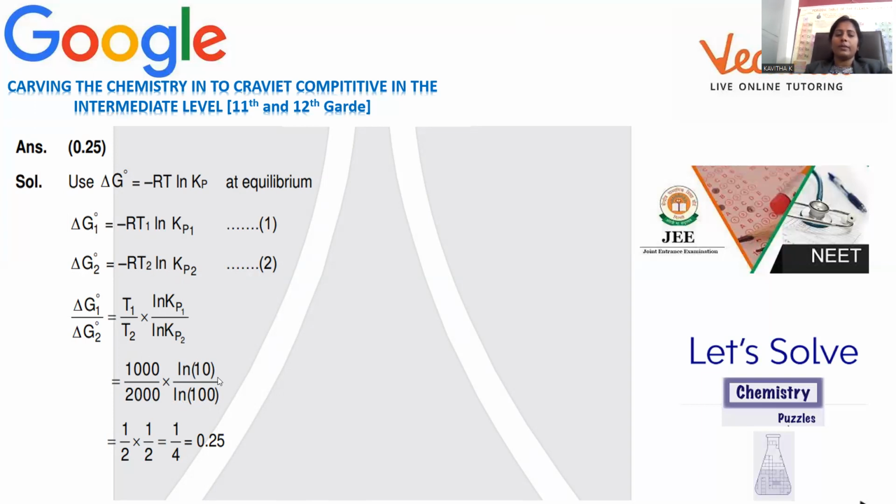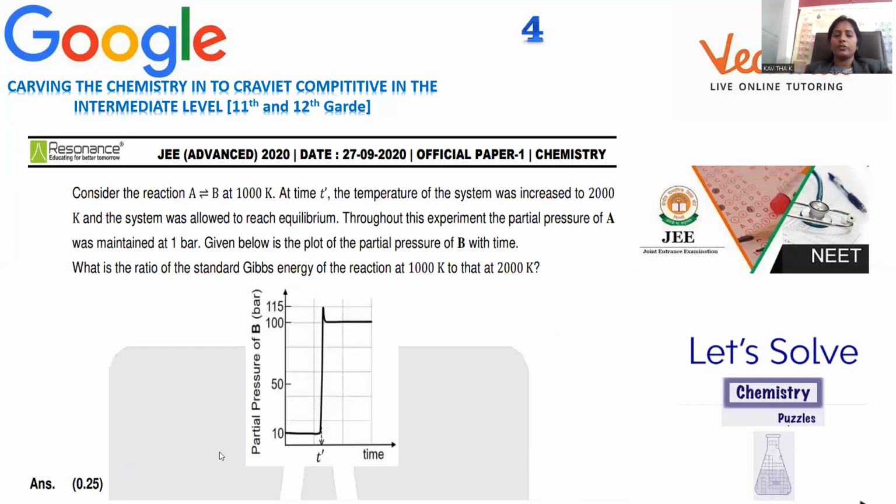1 by 2 into 1 by 2 will be 1 by 4. 1 by 4 you can simply write in decimal as 0.25. 0.25 is the answer. This is the kind of question that comes from chemistry with a mathematical blend. If we have some extent of mathematical fundamentals, then only we can answer such questions. And it is part of thermodynamics. For question number 4, 0.25 will be the correct answer.